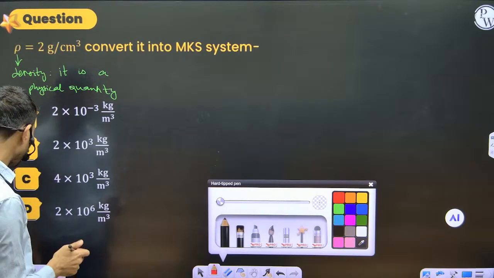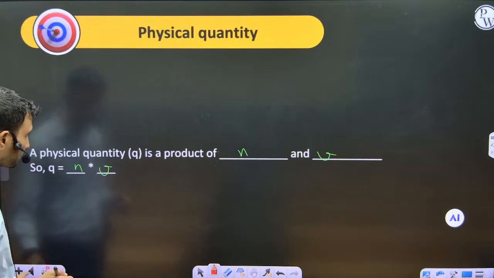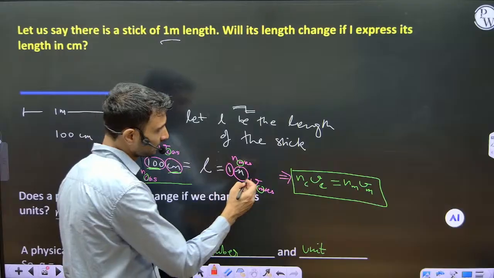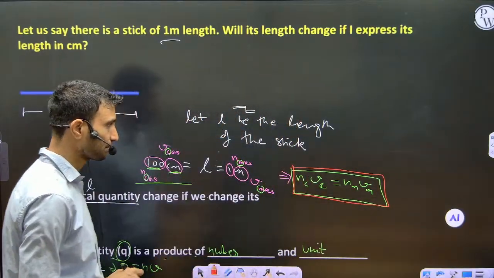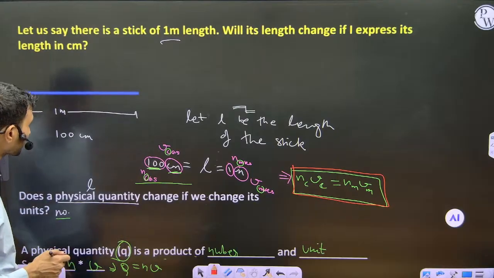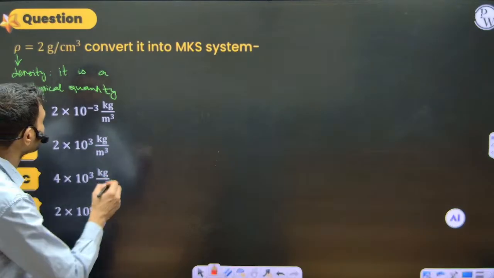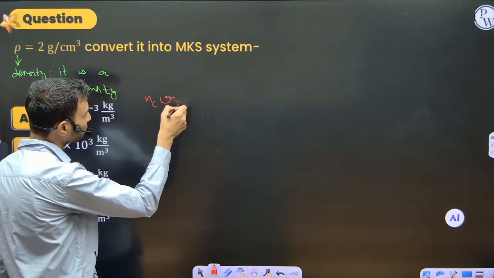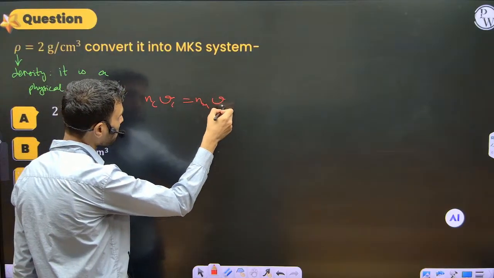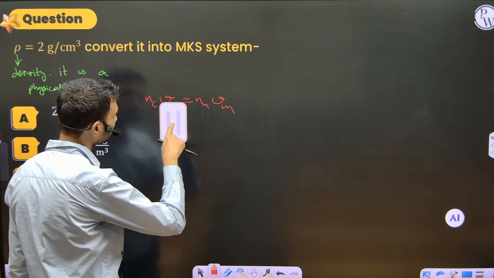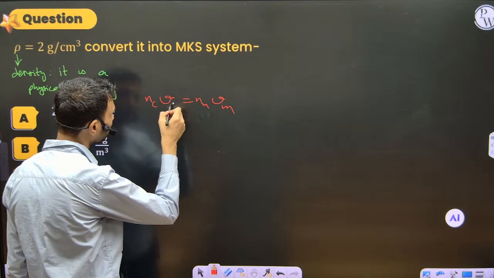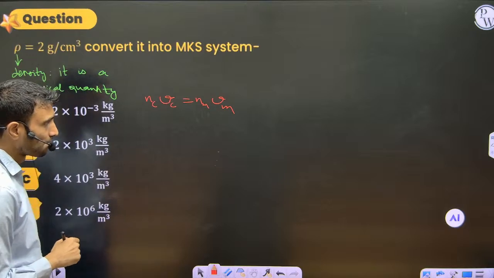So we have this formula, if you remember, we just made this formula. What was the formula? NCUC is equal to NMUM. We made that formula. So let's use it. NCUC is equal to NMUM.